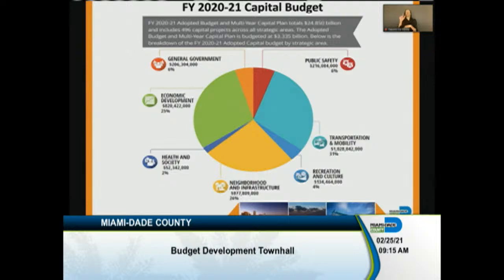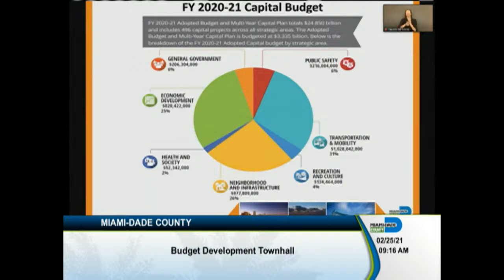The Neighborhood and Infrastructure Strategic Area includes projects for our Water and Sewer Department that update the water and sewer infrastructure for today and the future. In the Health and Society Strategic Area, the Homeless Trust is constructing a second domestic violence shelter. The Economic Strategic Area includes projects for more connectivity to the port.